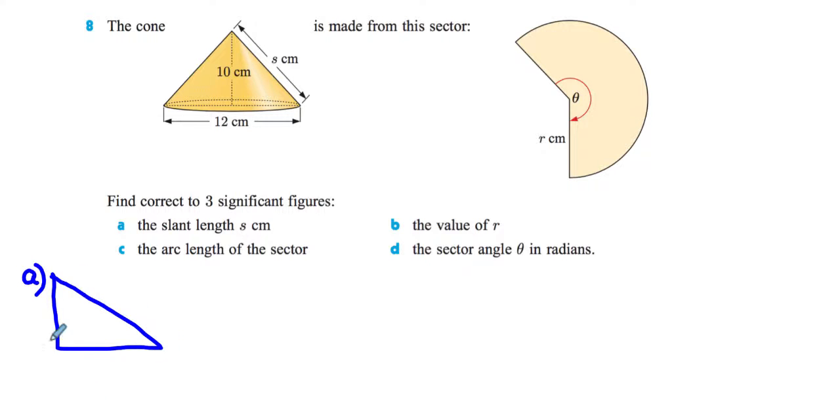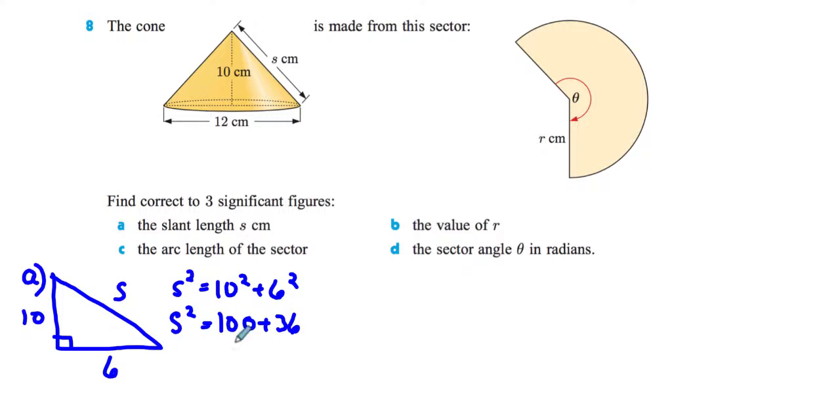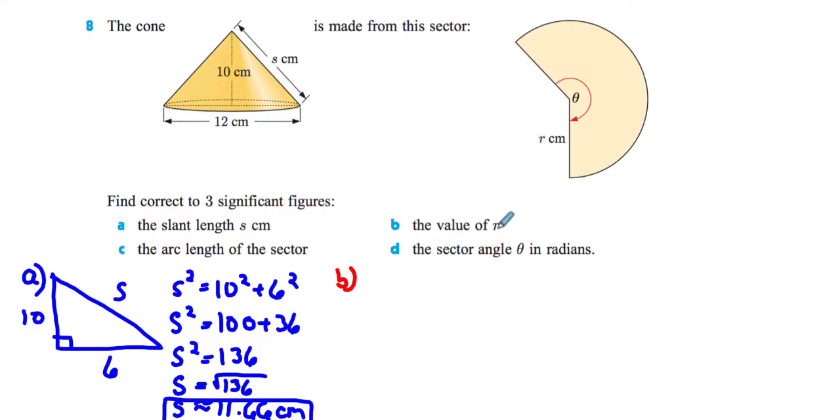cone. So the right triangle that we have here has a height of 10, and the base is the radius of the cone, which is 6. So S squared is equal to 10 squared plus 6 squared using Pythagoras theorem. And I figured out that the slant height must be equal to the square root of 136, which is approximately 11.66 centimeters. So if I do that to three significant digits, 11.7 centimeters.